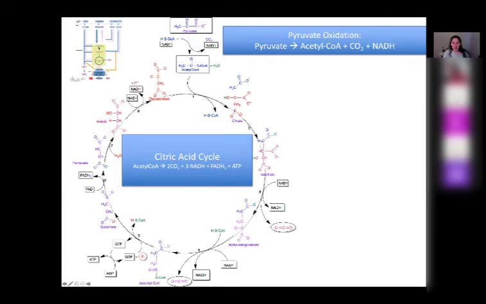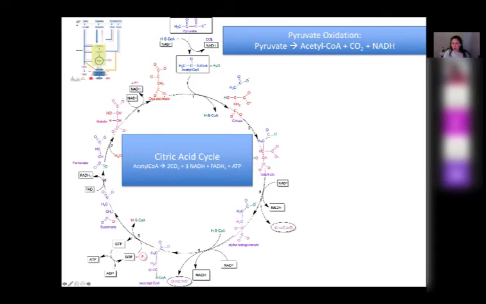Once glucose is converted into pyruvate, then it's oxidized into acetyl-CoA and it loses a carbon in that process. So that's what this is. So notice I've highlighted a different place on my overview over here. And so this is the pyruvate oxidation step where we're converting pyruvate to acetyl-CoA.